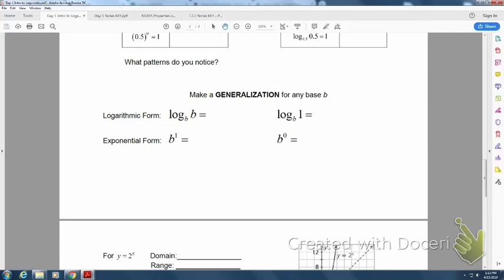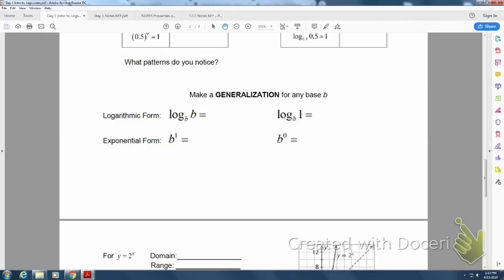So these are just the properties of the examples we just looked at. So if I've got log base b of b, that's always going to be what? 1. Okay. Because b to the power of 1 is always going to be b. Log base anything of 1 is always going to be what? 0. Because anything to the power of 0 is 1. Alright, those log and those exponential properties, they kind of play off of each other a little bit.